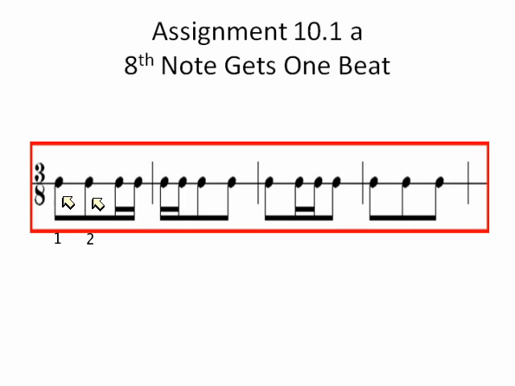So we just started on lesson 10, and we're on assignment 10.1. And we're talking about when an eighth note is getting a beat instead of what we've been doing previously, which was a quarter note getting one beat. This gets people confused from time to time. So I just went through the beats here. It's in 3/8 time. Three beats to a measure, an eighth note is getting one beat. The first eighth note is occurring on beat number one. The second eighth note would be occurring on beat number two. I'm just going to redo this here to kind of catch them up.